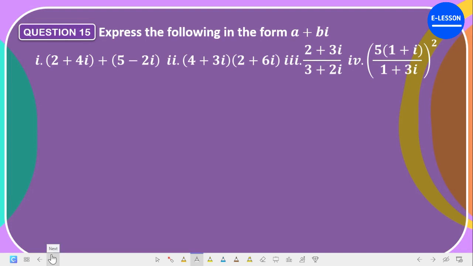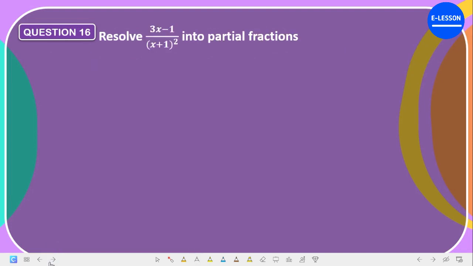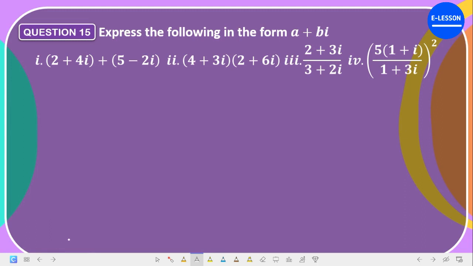Now you have the following. You are asked to express them in the form of a plus bi. Now, how do you do it? Add the real part of one and the real part of the other, and the imaginary part of one and the imaginary part of the other. So we have 2 plus 4i and then 5 minus 2i. If you add these two, now 5 plus 2 is what? 7. Then plus 4i minus 2i will give us what? Plus 2i. So the correct answer to this question is 7 plus 2i. It's as easy as that.